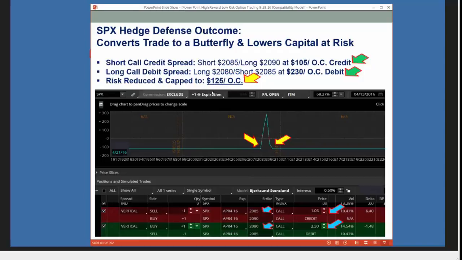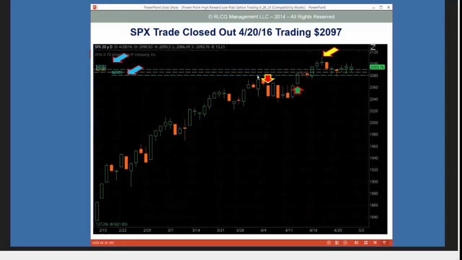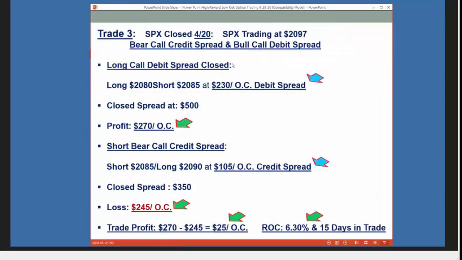So that's the way you have to do your trades. So the line in the sand was here, so set up the butterfly: 2080, 2085 debit spread, 2085, 2090 credit spread together as your butterfly. Now this went screaming to the upside, so I was like, wow, I'm glad I did the butterfly. And it went up to 2097. So here's the outcome. So closed the trade out on the 20th and just legged out. Or you could do nothing and just lose 125, but I went ahead and legged out. So it was trading at 2097.